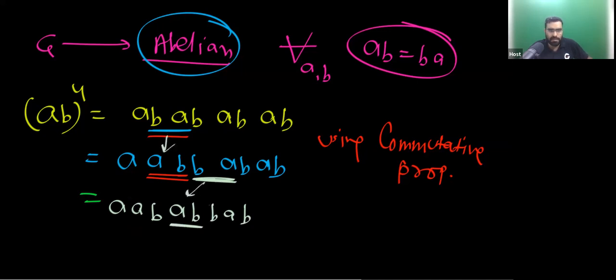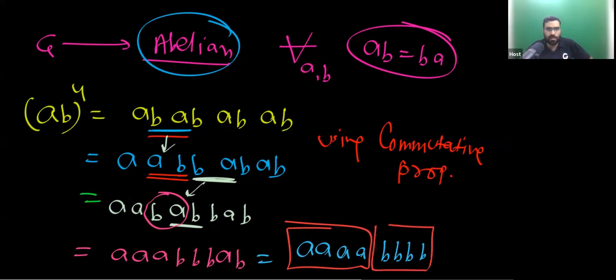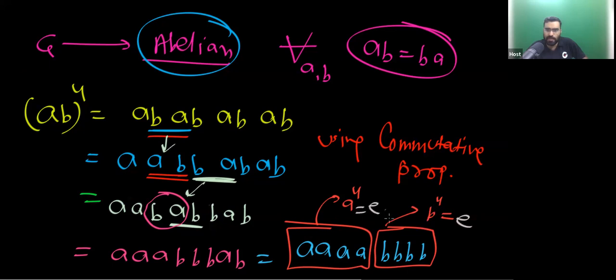Next you can swap this one. In the next step, you can swap this one. So you can do like this: AA, B, B, B, A, B, and so on. If you keep doing like this, then ultimately you will get A, B, B, B, B. Now you tell me, this is your A power 4, this is your B power 4. Already we know A power 4 is equal to E and B power 4 is equal to E.